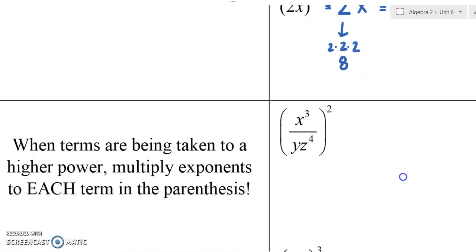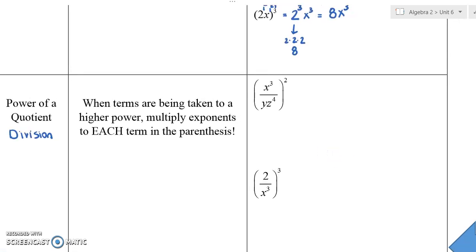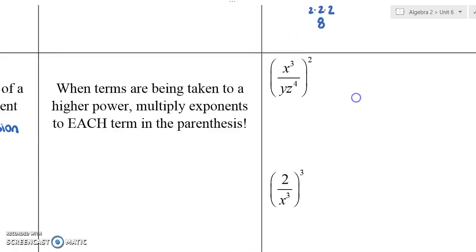All right. So the next rule is the power of a quotient. Remember that quotient just means division. So these problems are very similar to the ones on top, but instead of multiplication, there are divisions involved. So in that case, we still have all of our exponents. We have a 3 on the x, a 1 on the y, a 4 on the z, and we have a 2 exponent on the outside. So we're going to go ahead and multiply each single exponent with the 2, and everything that's on top will stay on top. In this case, we have x to the 6th power, and everything in the bottom will stay in the bottom: y to the 2nd and z to the 8th. And that's our final answer.